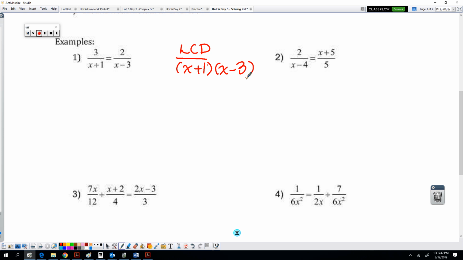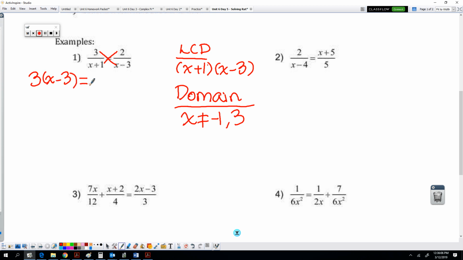And now what we're going to do is find my domain. We're going to see what values of x it cannot be. So x cannot equal negative 1 and positive 3, because if you plug them in, it's going to give you 0, and you can't divide by 0. So now, with problems like this, when a fraction is equal to a fraction, we're going to cross multiply. And it doesn't matter which side you put them on.